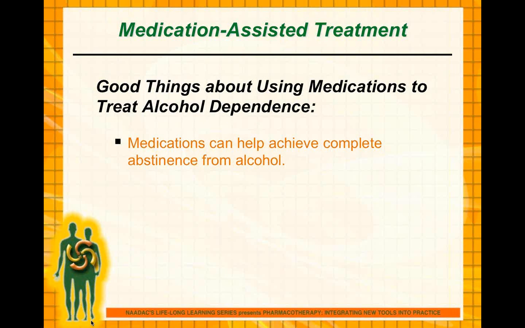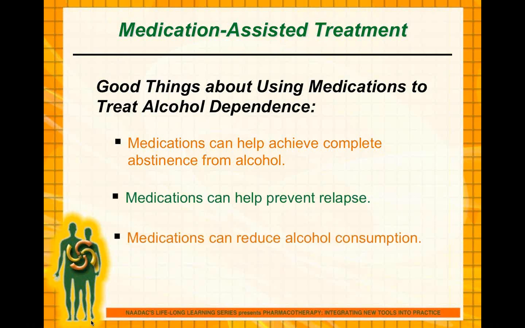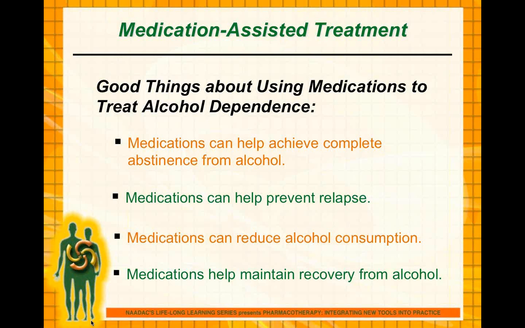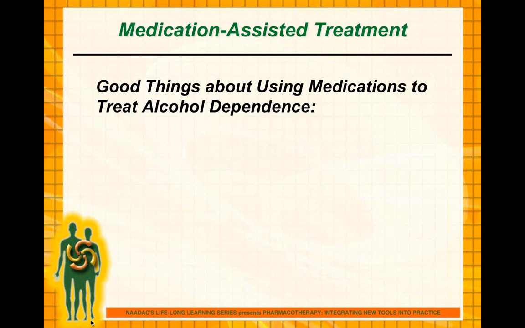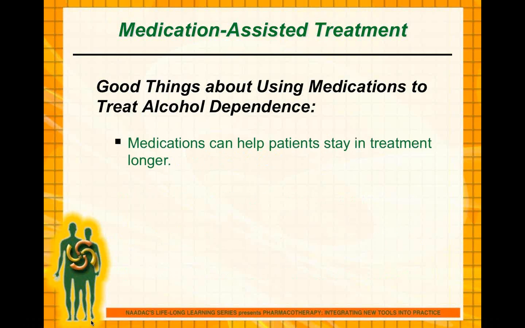What we do know is that medications can help achieve complete abstinence from alcohol. That is a proven fact. Medications can help prevent relapse. They can help reduce alcohol consumption. They can help maintain recovery from alcohol. We know from the scientific evidence that this is absolutely true. It can help patients stay in treatment longer, as I mentioned earlier. It can serve as a tool to initiate treatment.